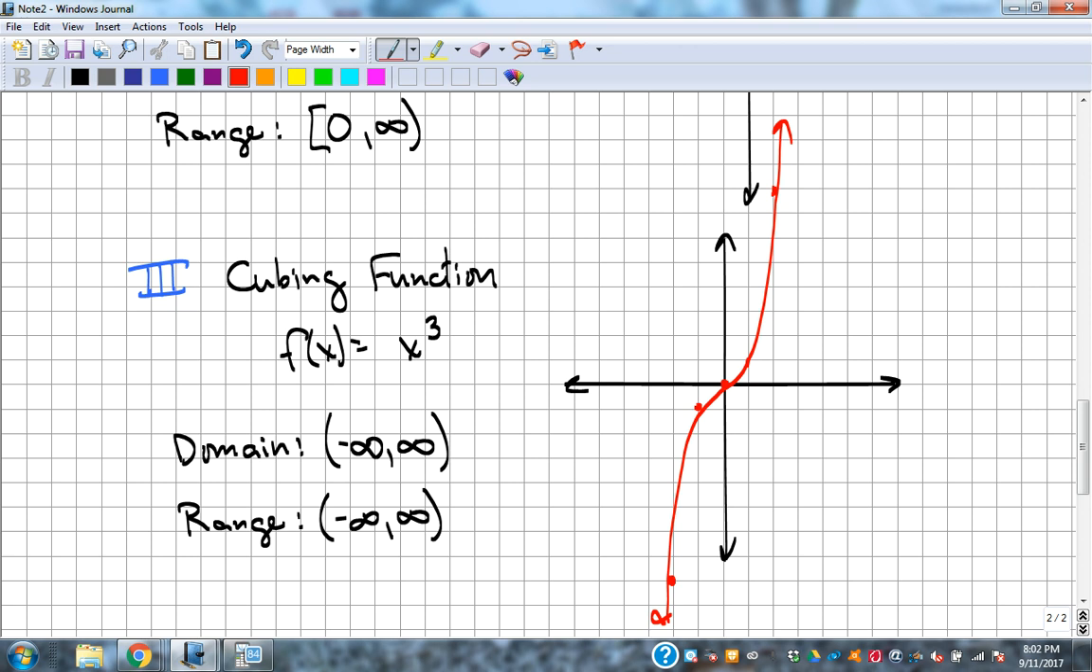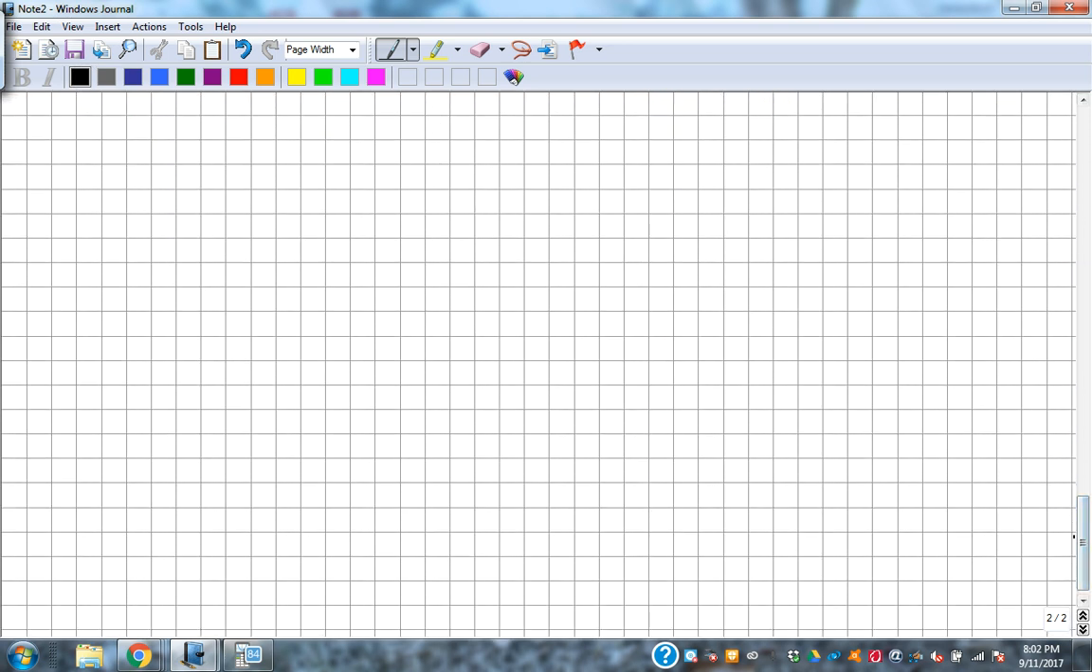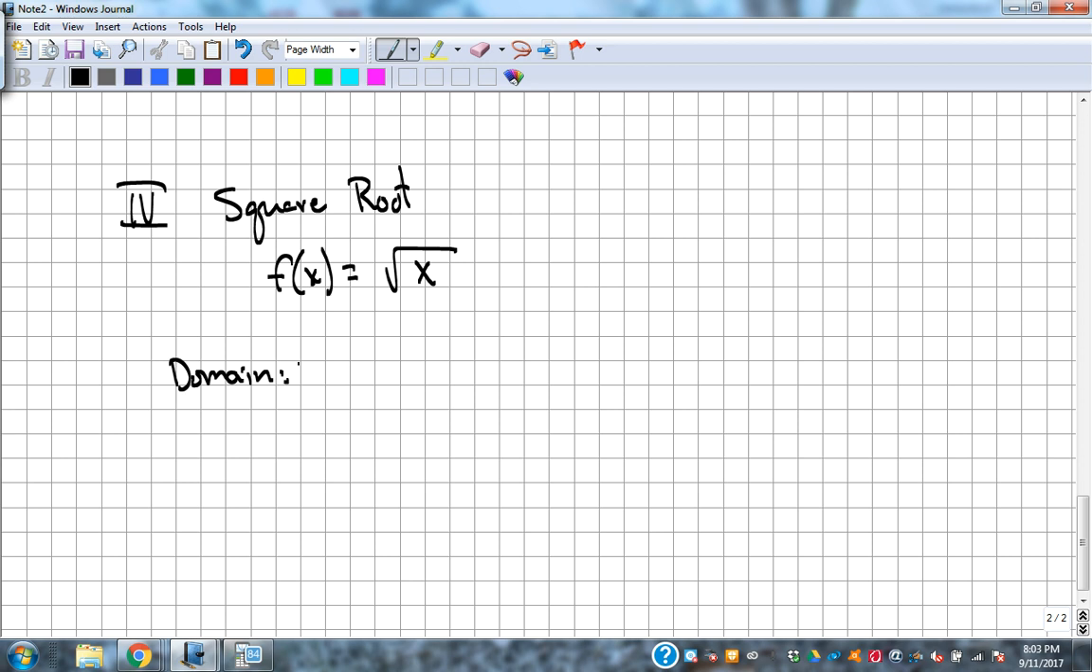Okay, so the cubing function, recognize it in its graph. Know the domain and range that go with it. Okay. The fourth one, the square root function. Square root of x, really easy. Okay. Domain, definitely different on this one, because we know what happens when you have the square root with an x in it, there's a restriction on the domain.